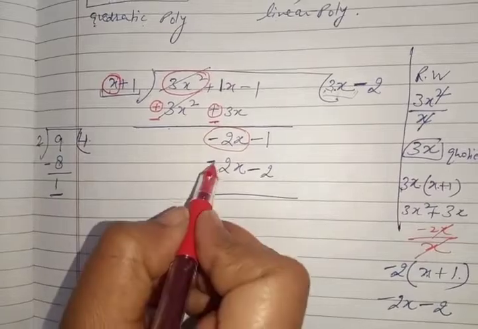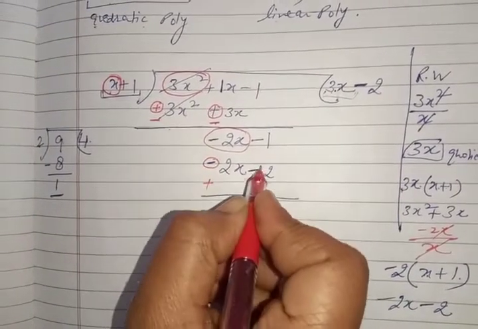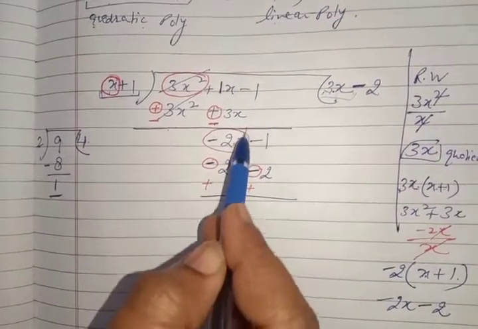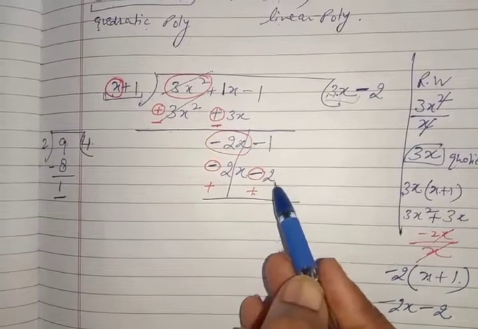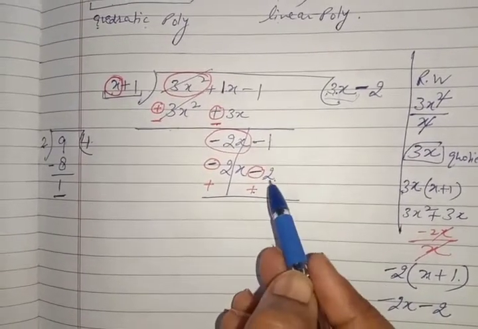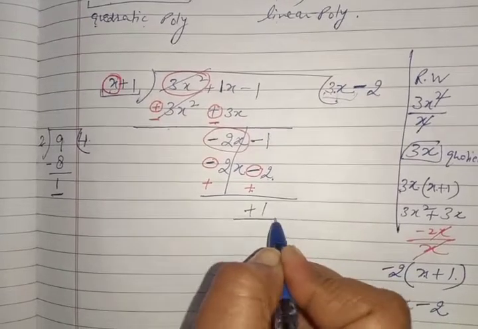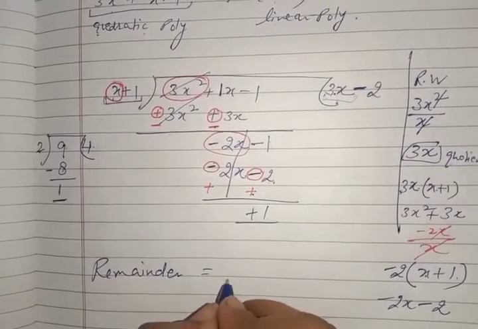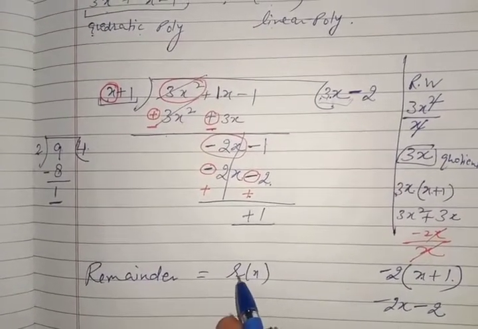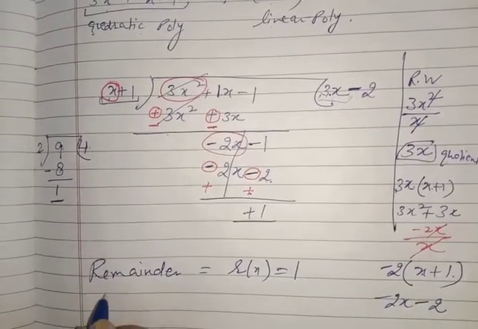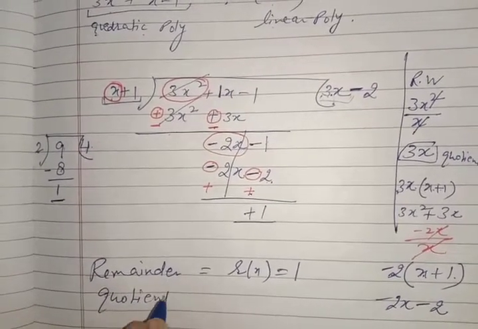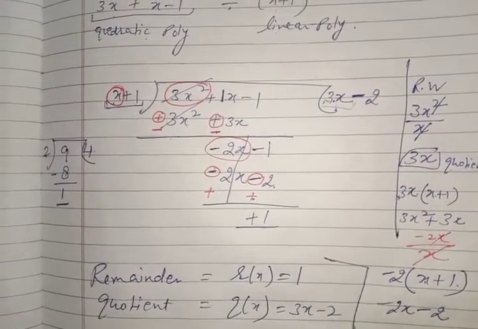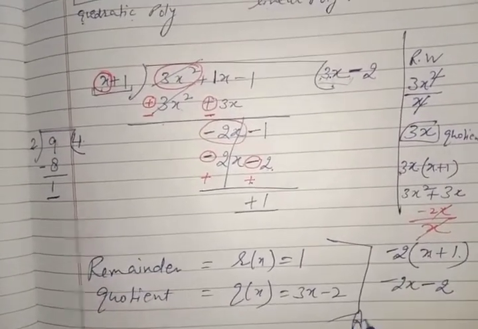Now we will change the sign. Sign of this is minus, it will become plus. This is minus, it will become plus. And minus 2x plus 2x cancelled. Minus 1 plus 2. Minus 1 plus 2 is plus 1. So we can say that the remainder, which we can write as polynomial r(x), is equal to 1 and the quotient, which we can represent with q(x), is equal to 3x minus 2. So this is our final answer.